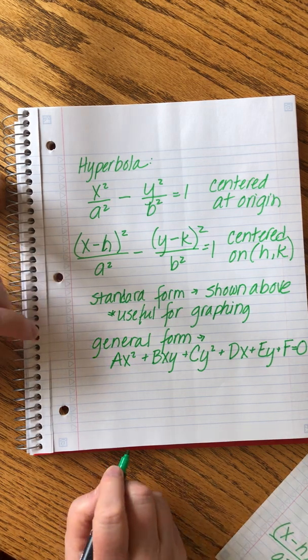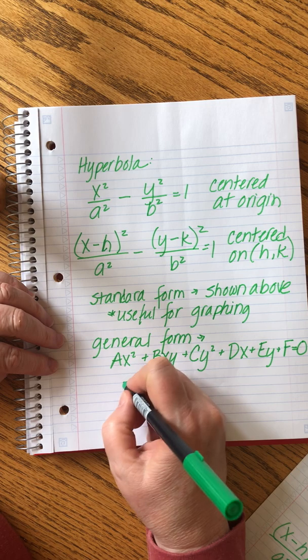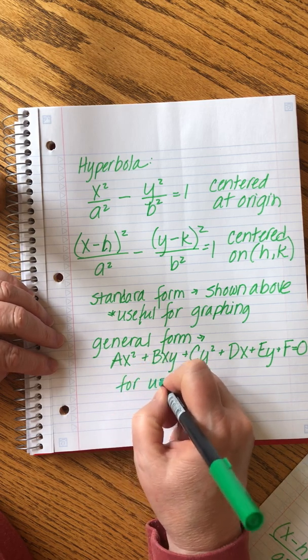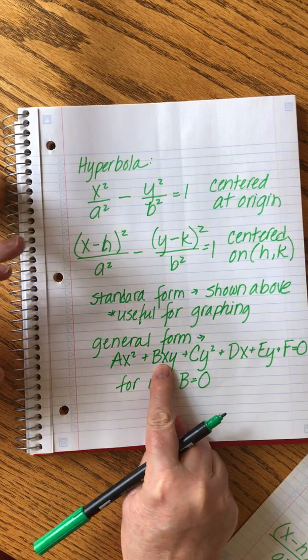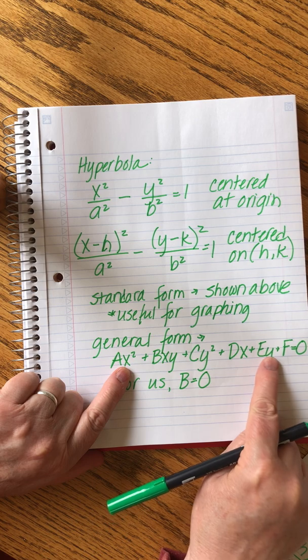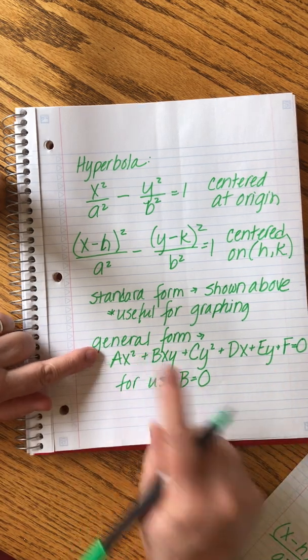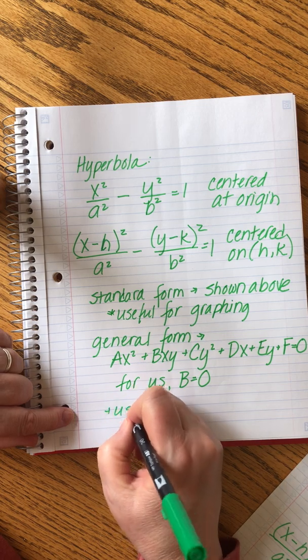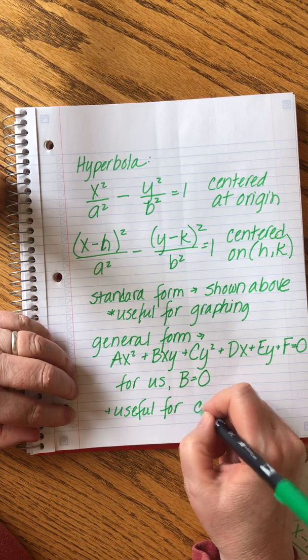It's a lot, right? But for almost all the conic sections we will study, b equals 0. So we don't have this term, and now it looks more familiar. We have an x squared and a y squared, a plain x and a plain y, and then a number. This is the form that we'll be using. This is useful for calculations.